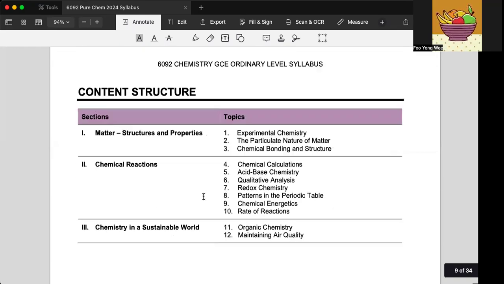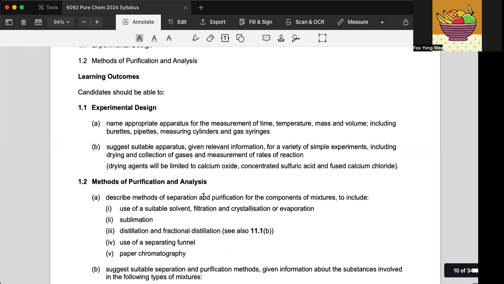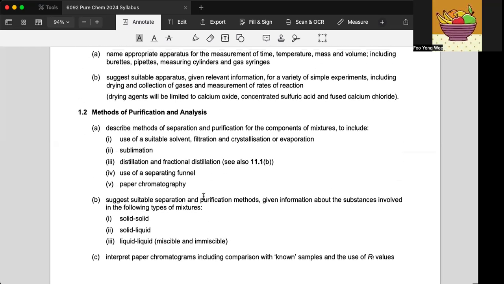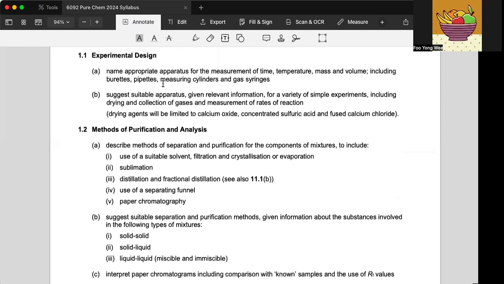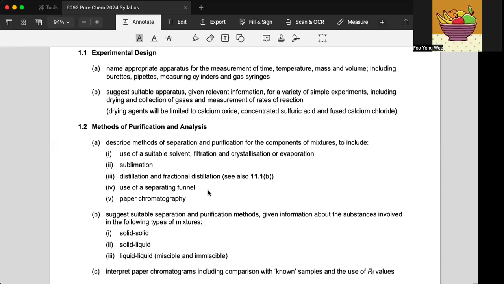So the first topic will be experimental chemistry. From last year's paper 2, none of the objectives were tested, so you must pay attention to them. Separation techniques: chromatography was already tested in practical, so there could be less of it this year. So look at the rest of the learning outcomes, like drying agents, collection of gases, and other separation techniques.